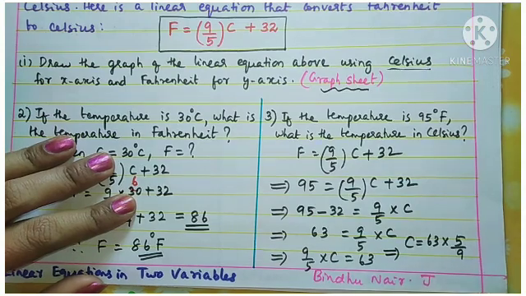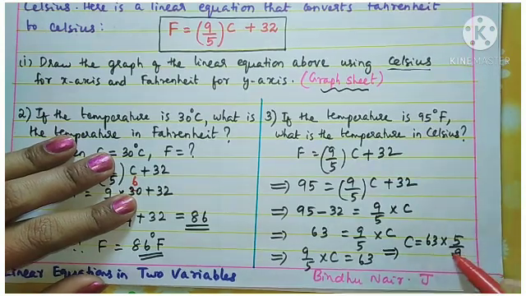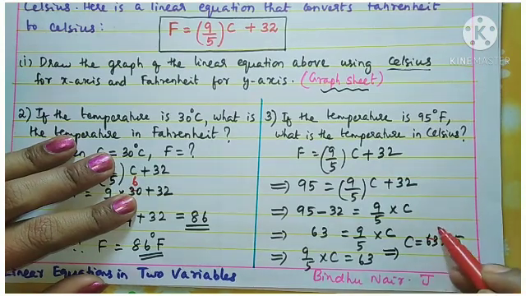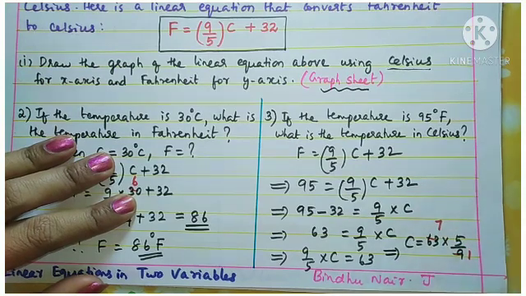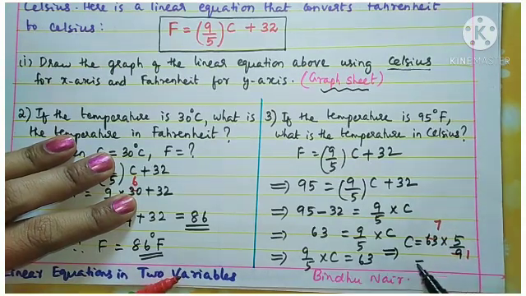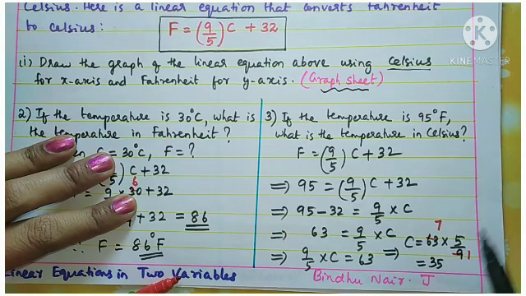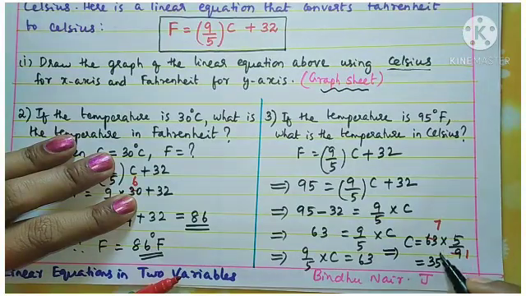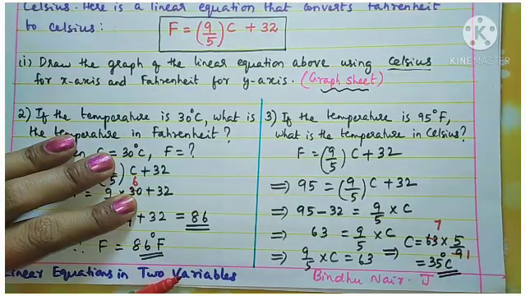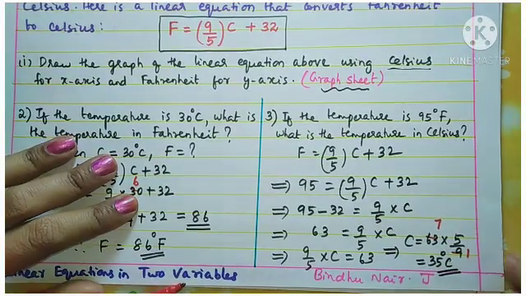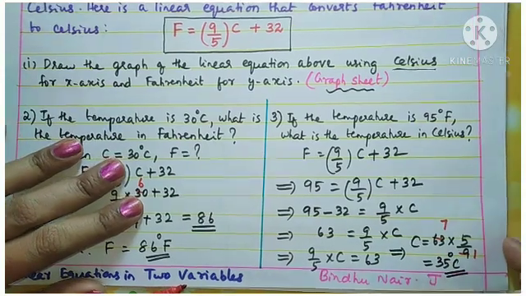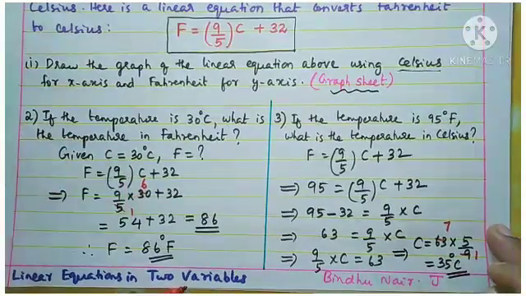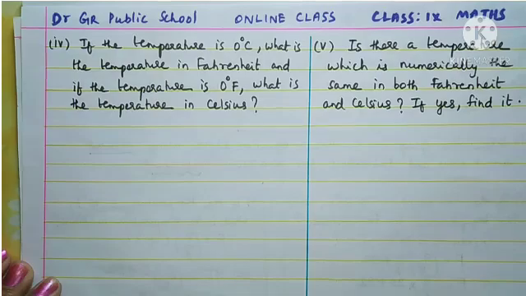Now you can cancel this 9 and 63. 1 9 is 9, 7 9s are 63. So what is the balance? 7 into 5, that is 35. And what did we find out? What is the temperature in Celsius? 35 degrees Celsius. So two answers we got. Now we are moving to the next subdivision. The next subdivision is very easy.